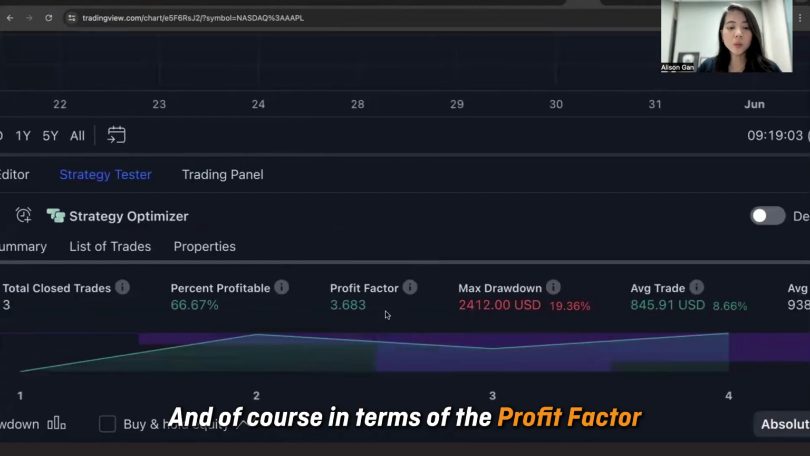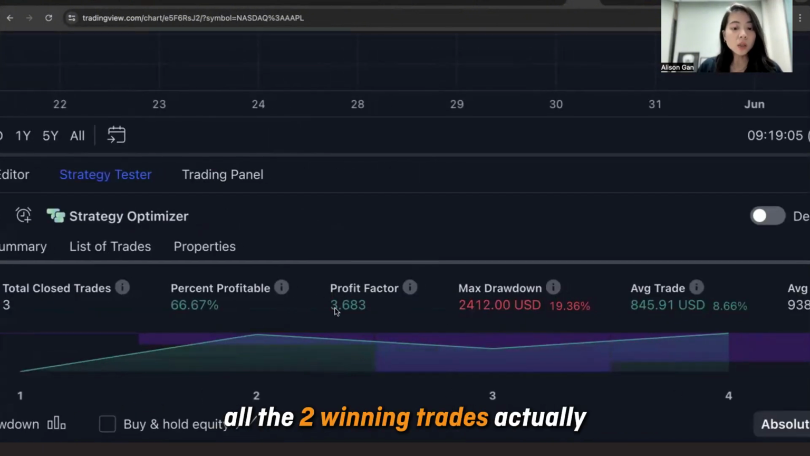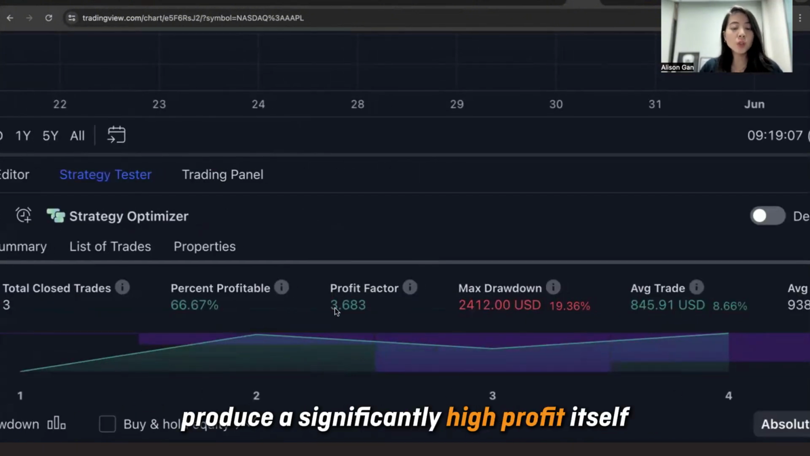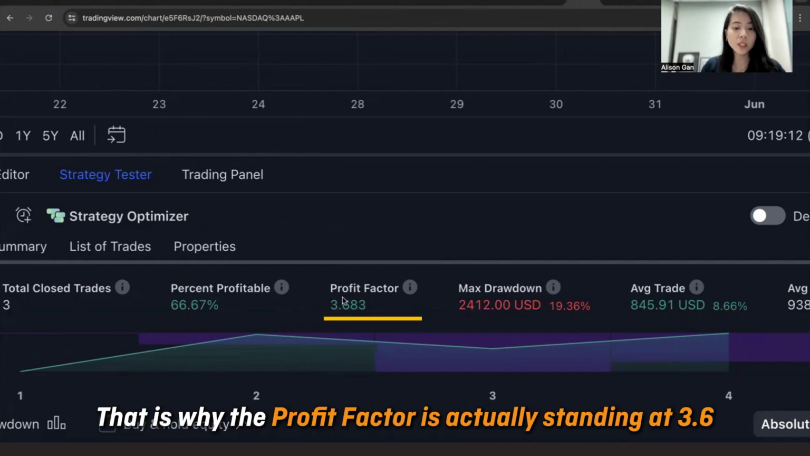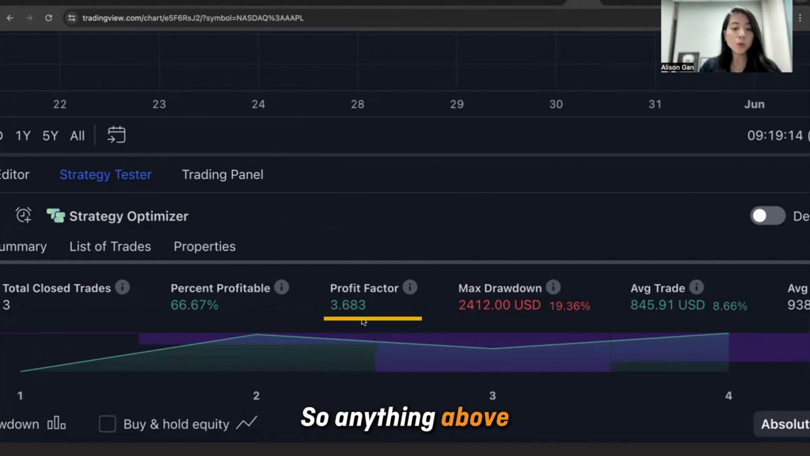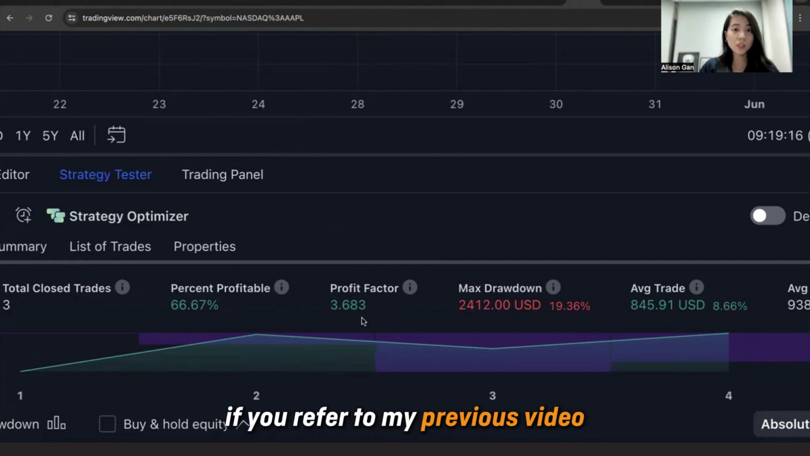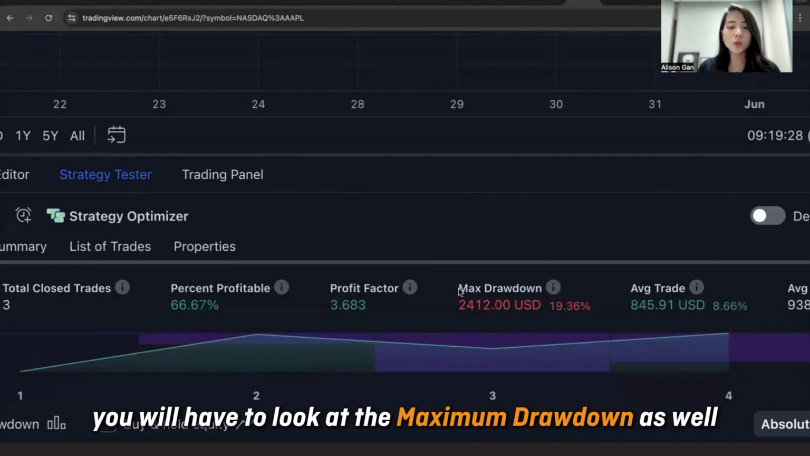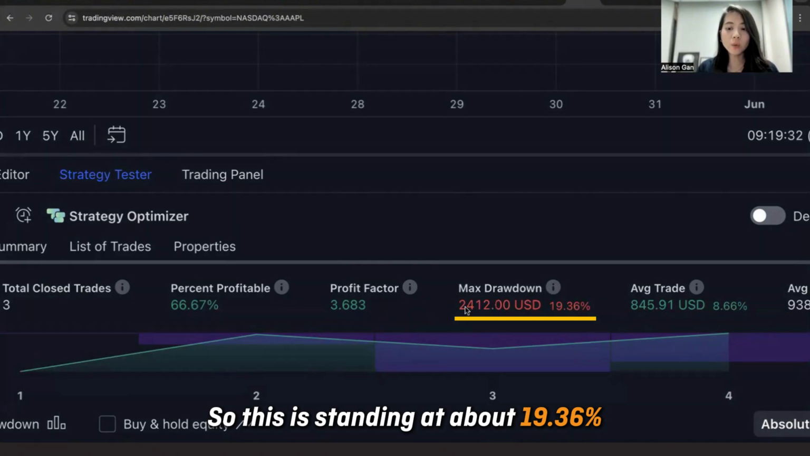And of course, in terms of the profit factor, the 2 winning trades actually produce a significantly high profit itself. That is why the profit factor is actually standing at 3.6. So if you refer to my previous video, anything above 1, or above 2, or sometimes 3, is a pretty good strategy as well. And of course, not to forget, you will have to look at the maximum drawdown as well. So this is standing at about 19.36%.